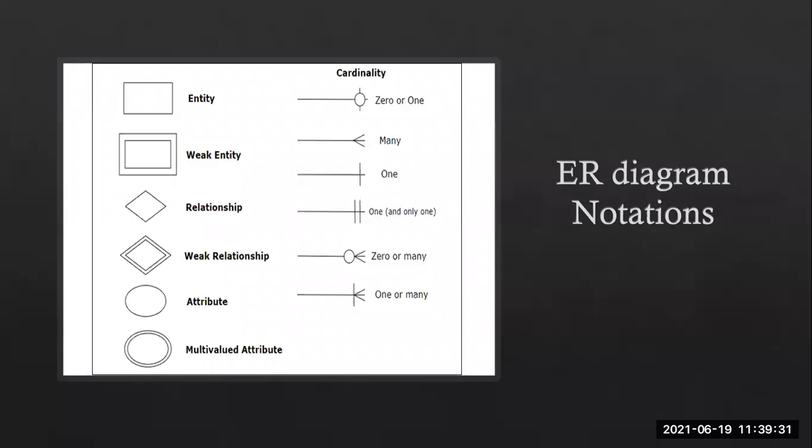The weak relationship is like a partial participation. Not all the values are getting associated with each other; only a few of the values are getting associated with each other. That time we call it a weak relationship here.